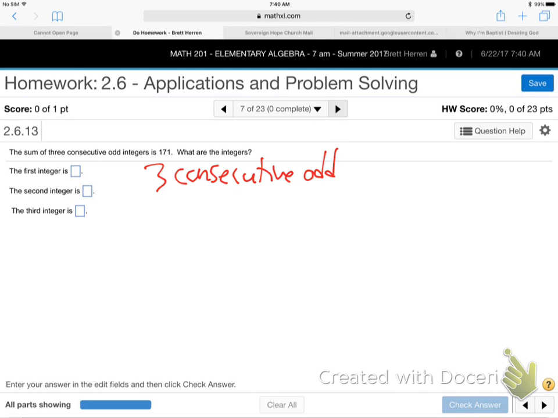So that's what they're changing. Last time they said 3 consecutive. Now they're saying 3 consecutive odd. That would be, for instance, 17, 19, 21, or 83, 85, 87, etc. 3 odd numbers in a row. That's what they're talking about. There's 3 odd numbers in a row, and they want us to find them.